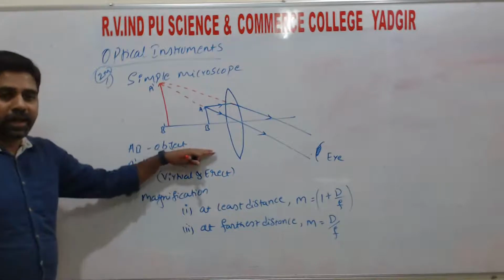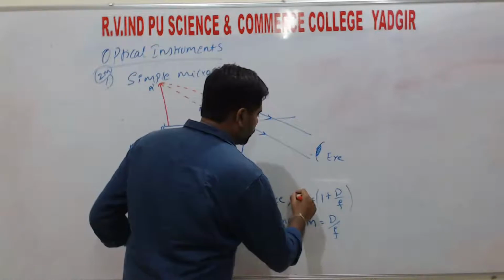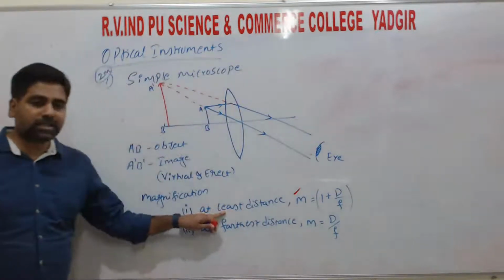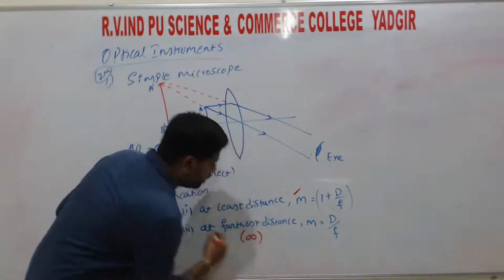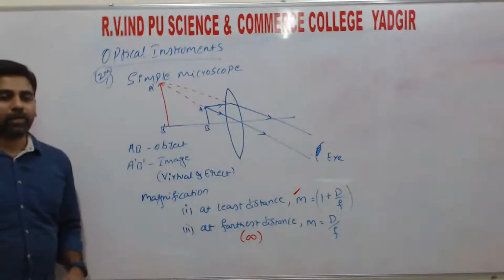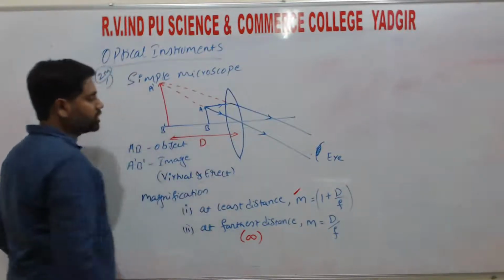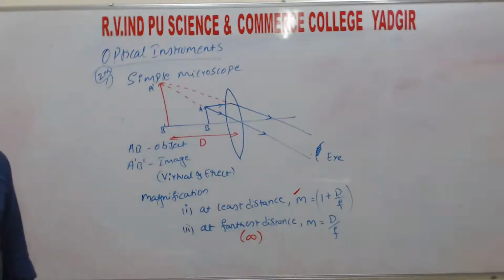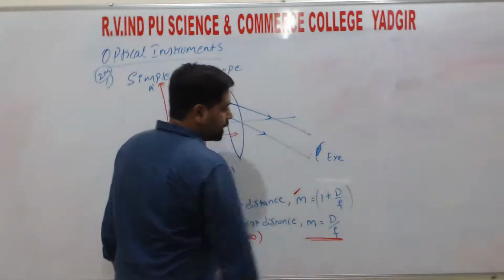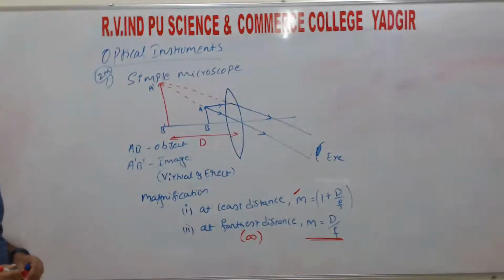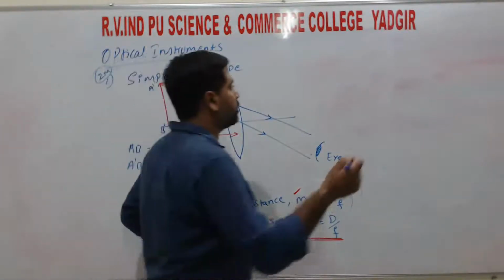So this is the ray diagram, and here we have the two formulas for the magnification m. One is for the least distance and another one is for the farthest distance, that means the image is formed at infinity. Here the image is formed at the least distance of distinct vision, that is D. For that we have the formula m is equal to 1 plus D by f, and at infinity we have m is equal to D by f. So this is for the simple microscope.